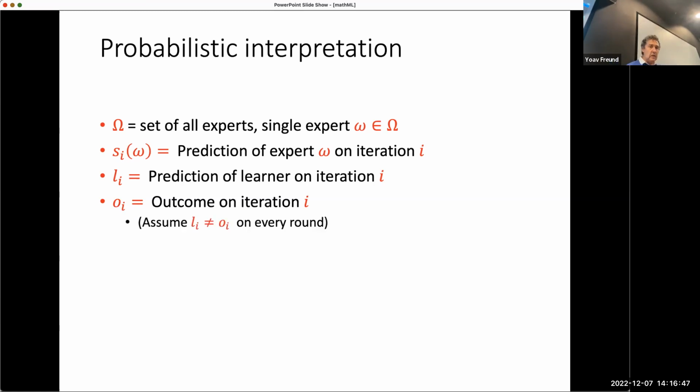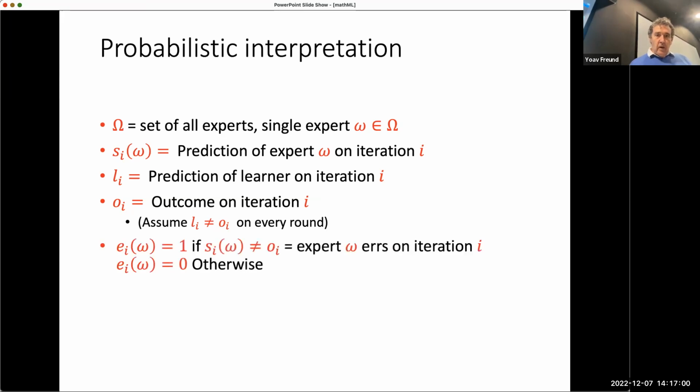And I'm going to assume that L_i is not equal to O_i on every round, right? Because the other rounds, they just make the pool smaller potentially, but without me incurring any mistake. Okay, so then I'm defining the final random variable E_i^ω, which is equal to 1 if S_i^ω is not equal to O_i, or to say differently, the expert ω errs on iteration i. Okay, and 0 if it doesn't err.